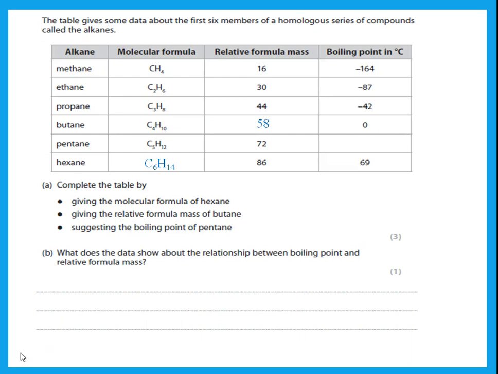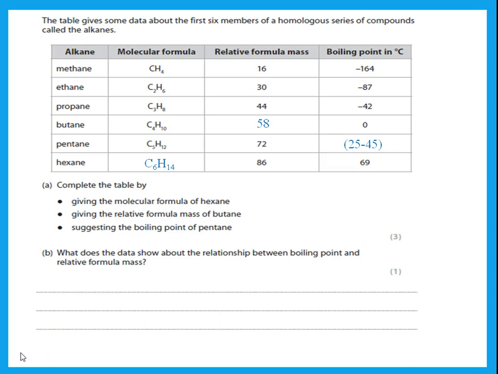Suggest the boiling point of pentane. Now, how do you suggest the boiling point of something? If you have a list of information like this, you need to know what is the difference between each of these in order to determine how much different the pentane would be from the one above it or the one below it. So if you look at this, you will find that the estimation for this could be anywhere between 25 and 45. Any number between that would be a correct answer.